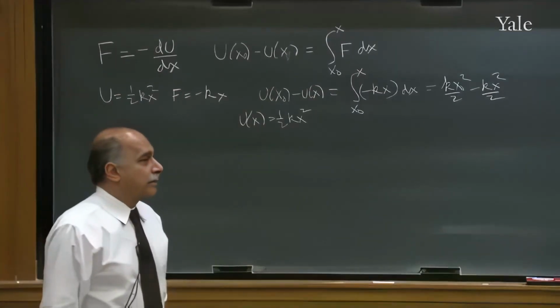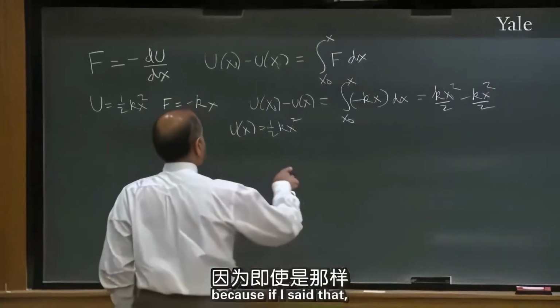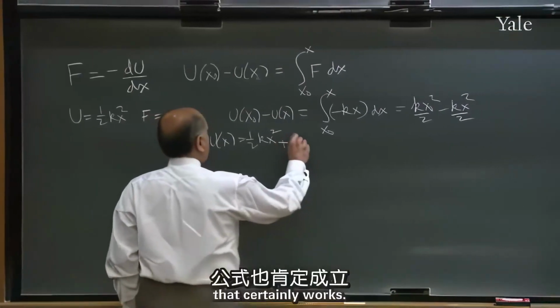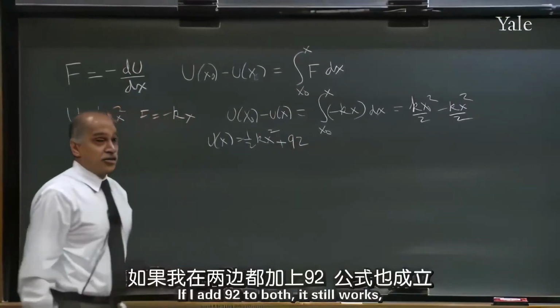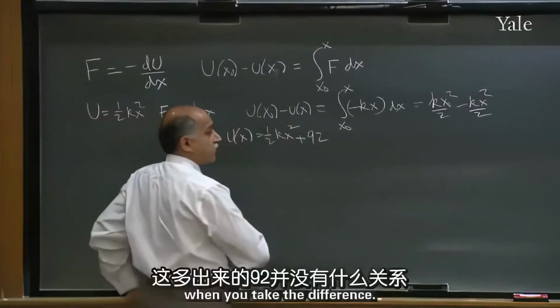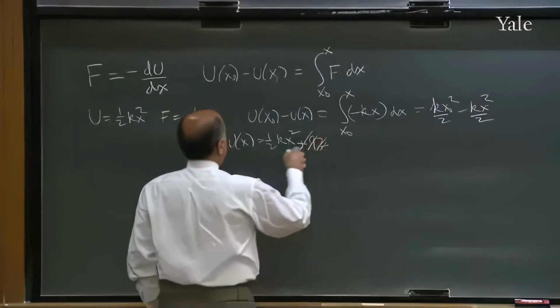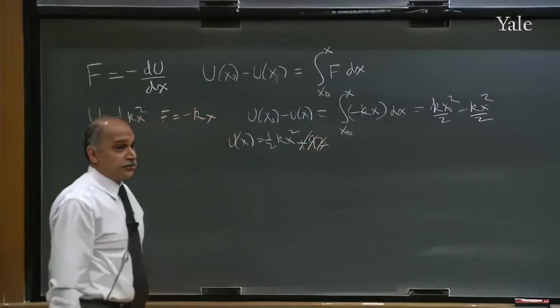Yep. You can always add in a constant. You can add a constant to both, because if I said that, certainly it works. If I add 92 to both, it still works, because the 92 extra doesn't matter when you take the difference. So it's conventional to simply pick the constant so that the formula looks simple.